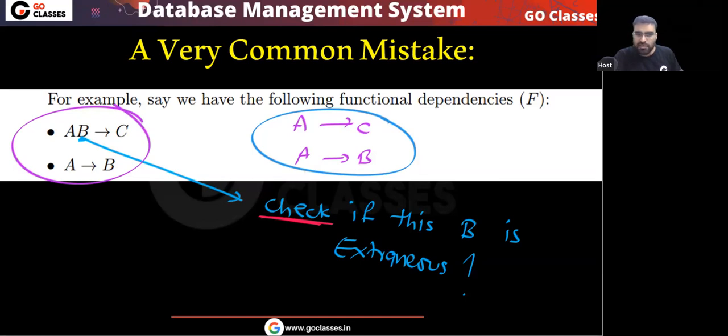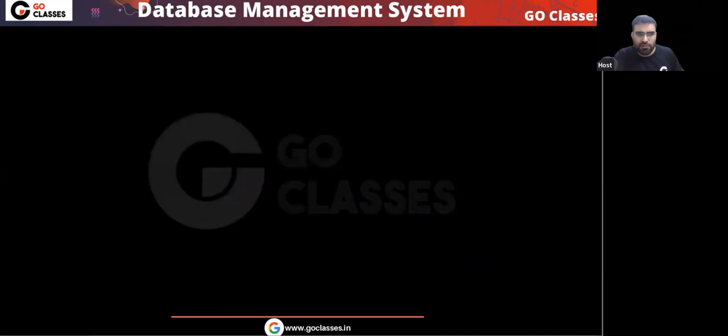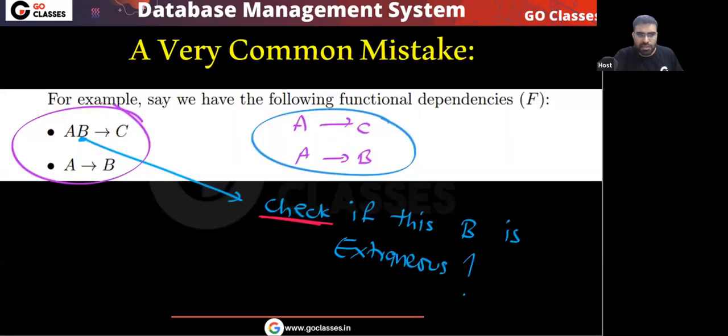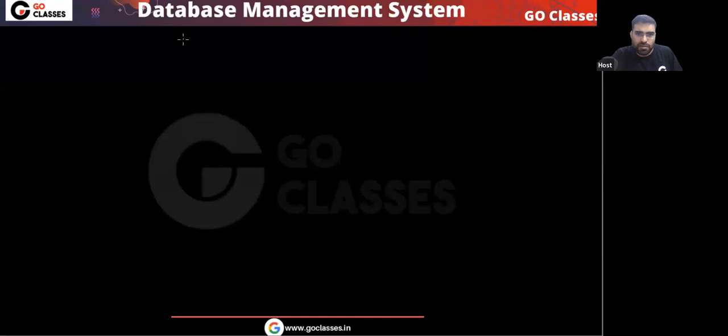Did you understand the mistake? Some more examples will come in future. We will take a lot of questions, so everything will be clear. But tell me, did you understand that in the given FD set you have to find what is A plus? Is this clear? In this example there is no problem, but in some other example it can happen. Some students are confused, so let me tell you a common mistake.